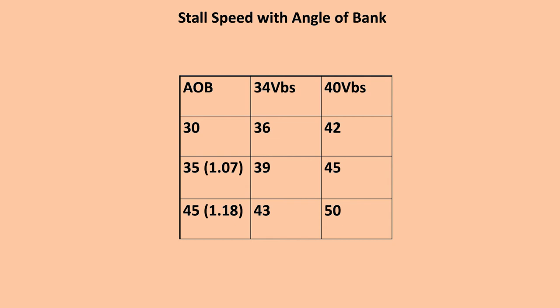Perhaps more realistically then, we have a 40 knot basic stall speed. So at 30 degrees of bank it becomes 42. At 35, 45 knots. And at 45 degrees angle of bank, 50 knots.